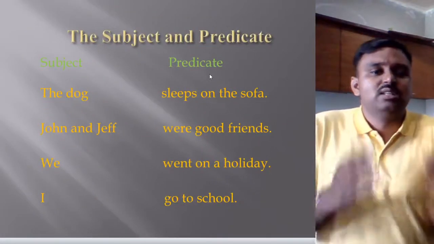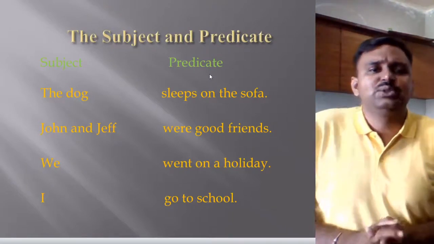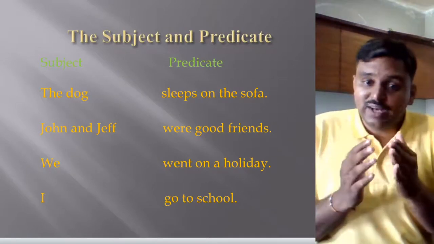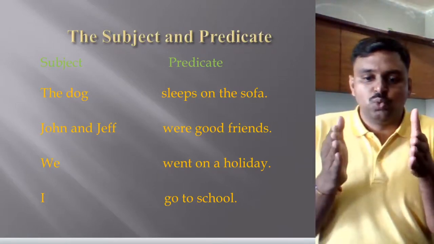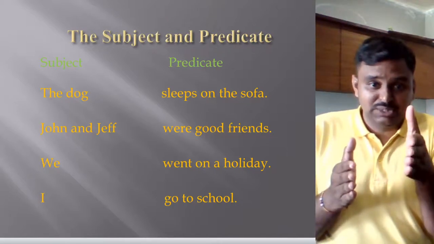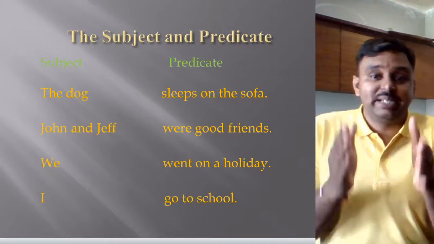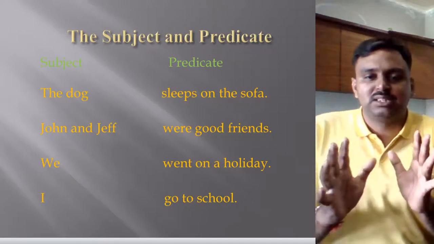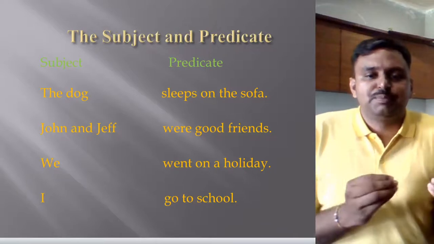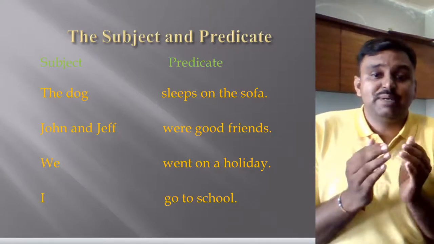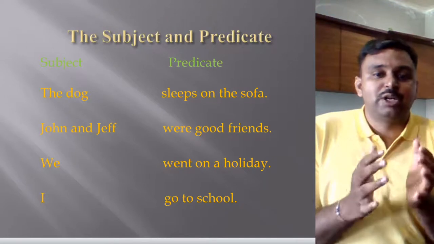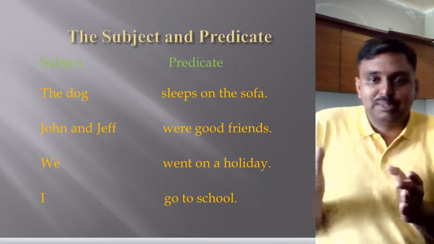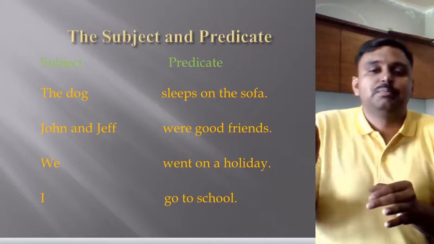And next we have the subject and predicate. Actually, a common sentence can be divided into two parts. One we call the subject and the other we call the predicate. Any sentence can be divided into two major parts. Whatever noun is coming first will be a part of the subject, and after that, the verb plus object becomes the predicate.